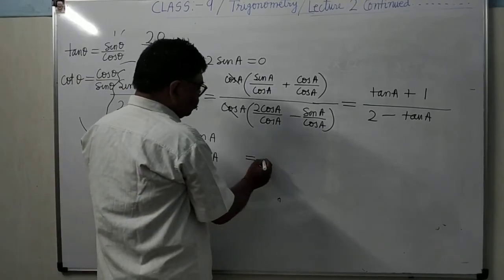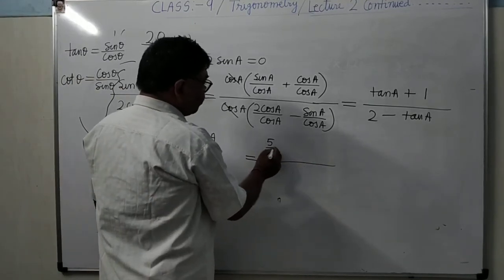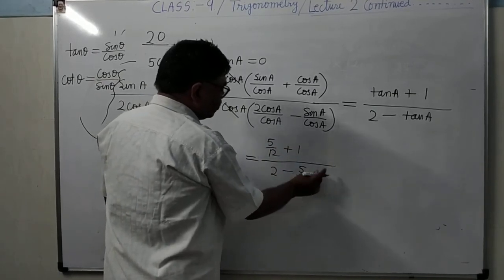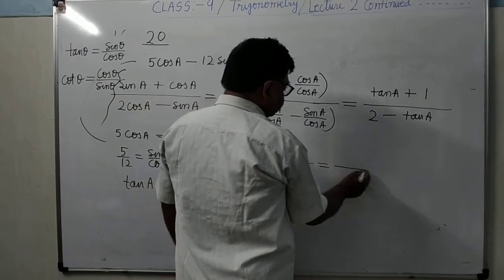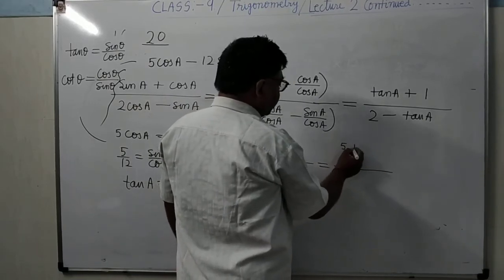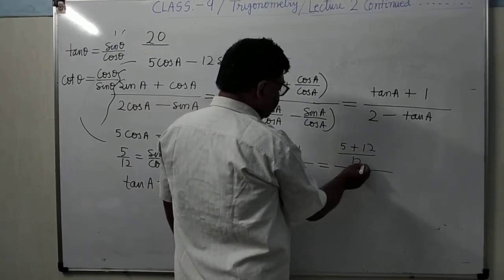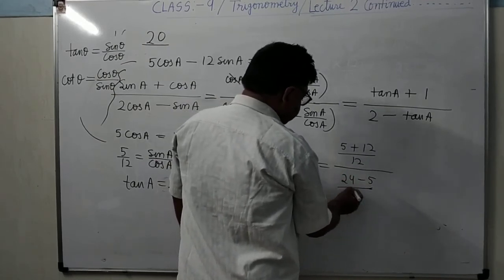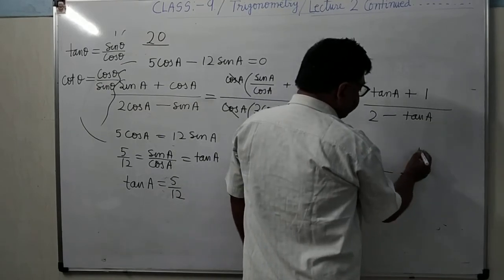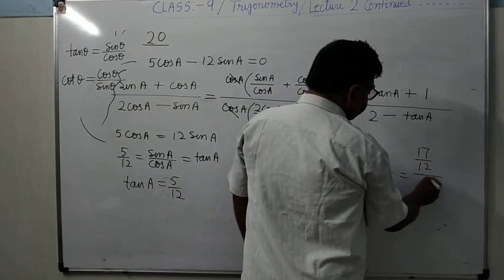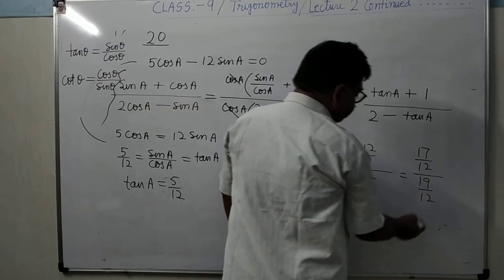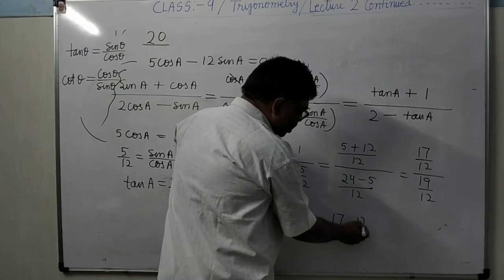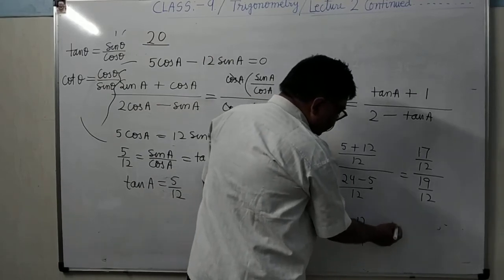When you substitute, 5 upon 12 plus 1, that is 5 plus 12 upon 12, divided by 2 minus 5 upon 12, that is 24 minus 5 upon 12. So 17 upon 12 divided by 19 upon 12. So this will be equal to 17 upon 19.